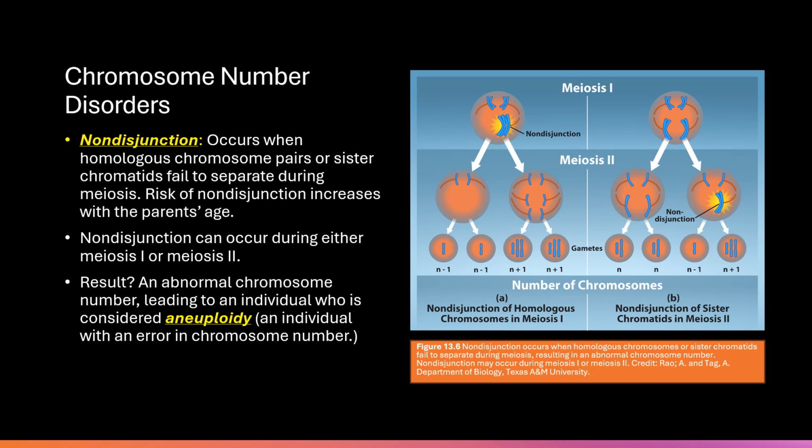Every person with Down syndrome is a unique individual and may possess these characteristics to different degrees. And this, once again, is a form of non-disjunction leading to a person that we consider aneuploidy with an error in their chromosomal number.